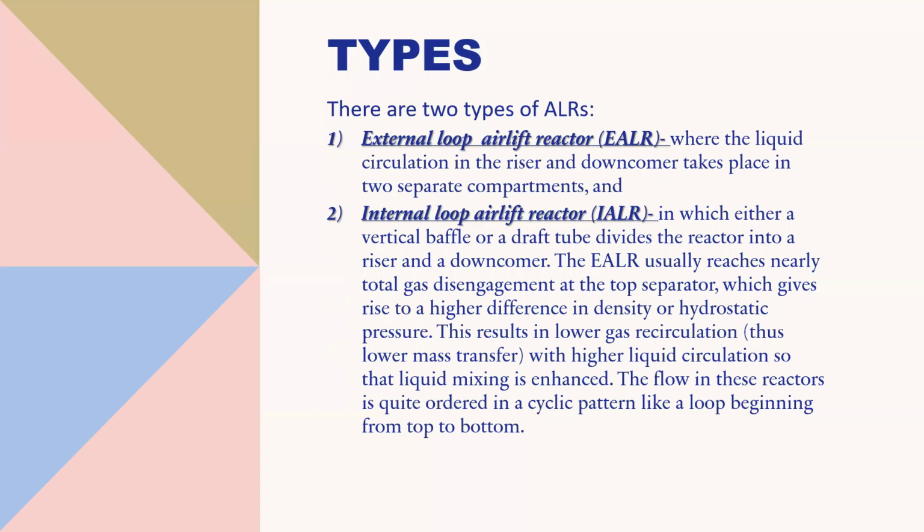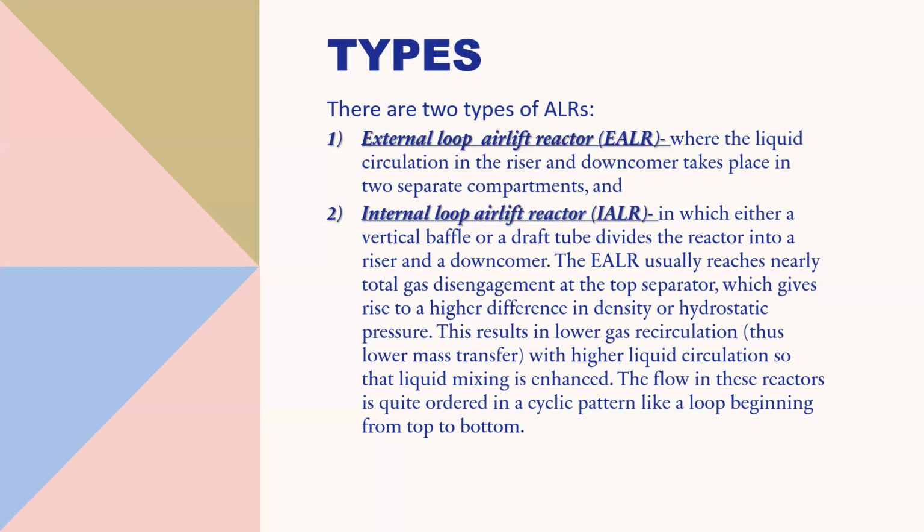Fewer bubbles are carried into the downcomer, and the density difference between the fluids in riser and downcomer is greater. Therefore, circulation of the liquid in the vessel is faster in an external loop airlift reactor when compared to an internal loop airlift reactor. External loop airlift reactor also provides better mixing when compared to an internal loop airlift reactor.